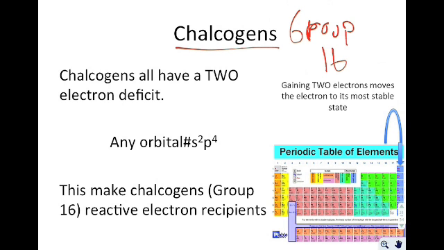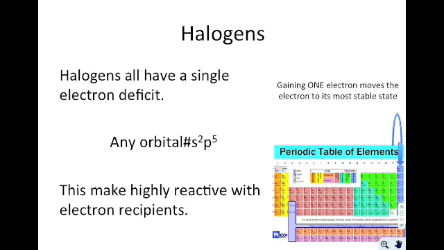Any chalcogen can't be 1s2, 1p4, because there's no p orbital in the first shell. It could be 2s2, 2p4, 3s2, 3p4, 4s2, 4p4, and so on and so on. So the chalcogens are also a reactive group, but they tend to react differently than the alkali metals. Instead of giving up an electron, they tend to take one.